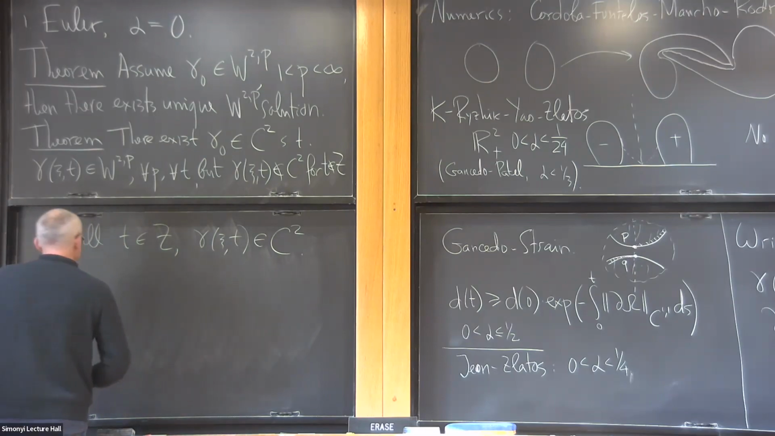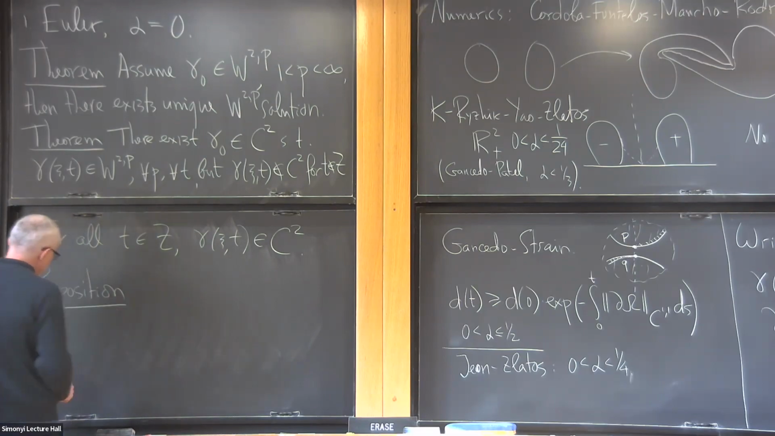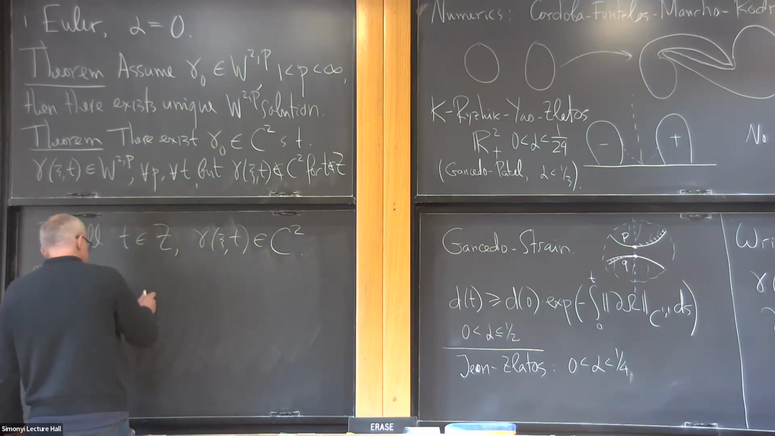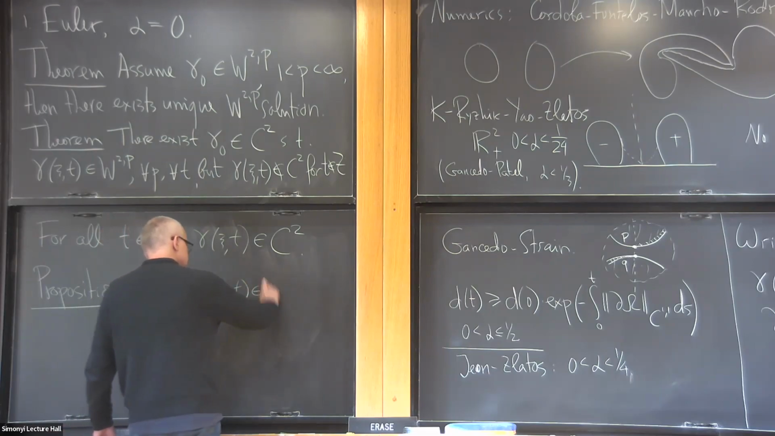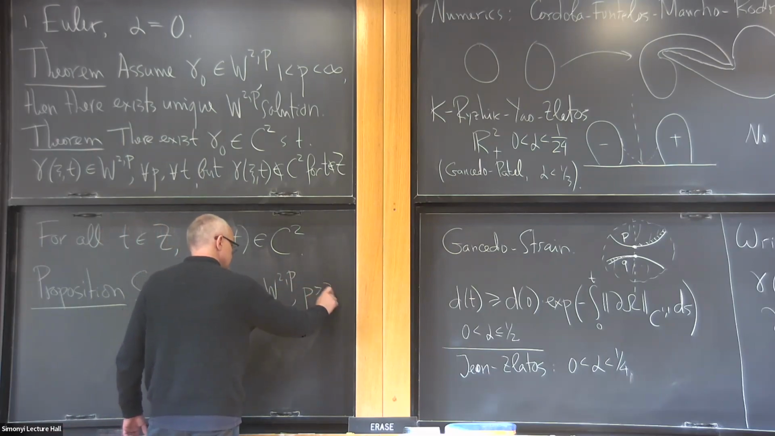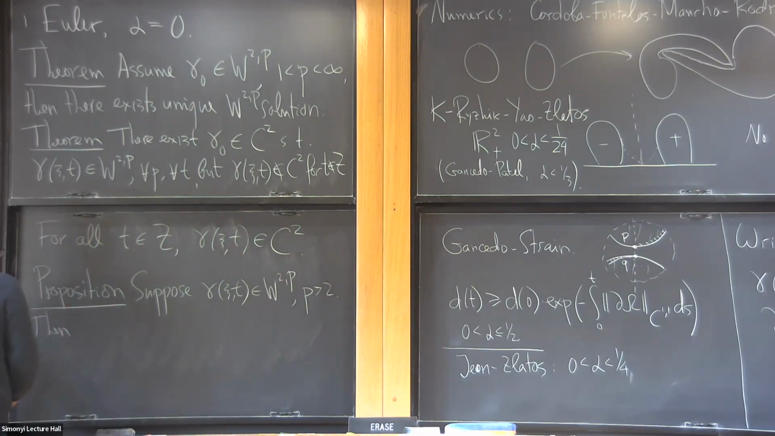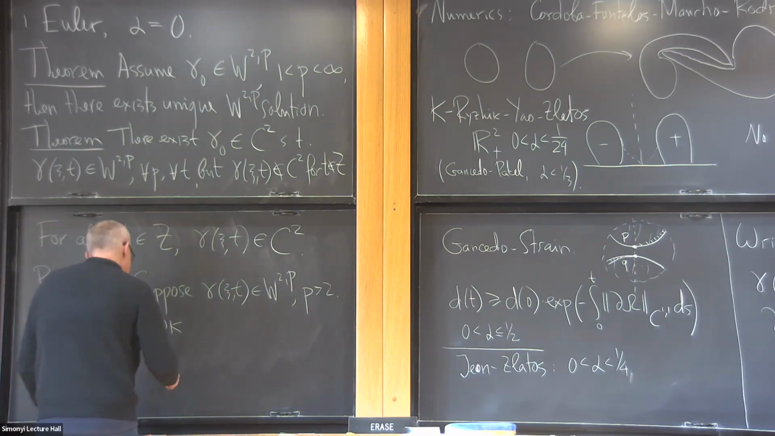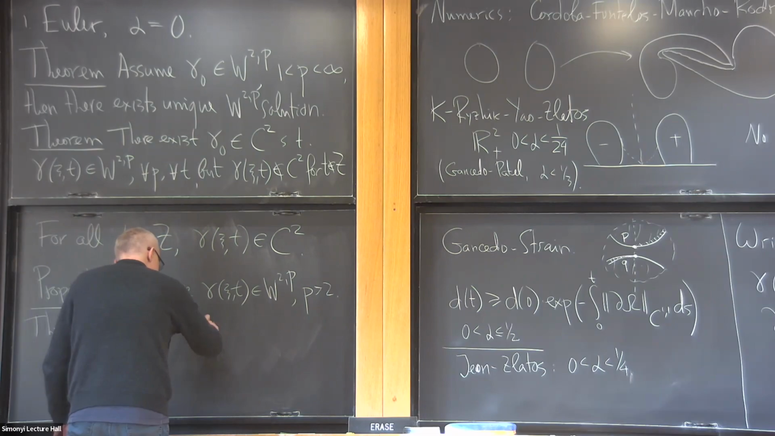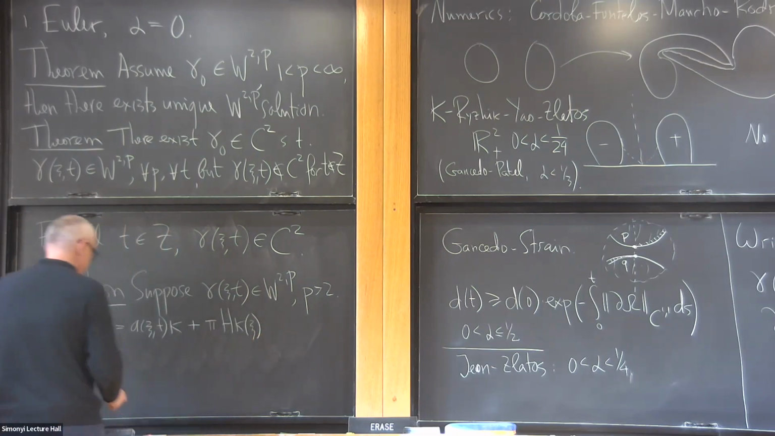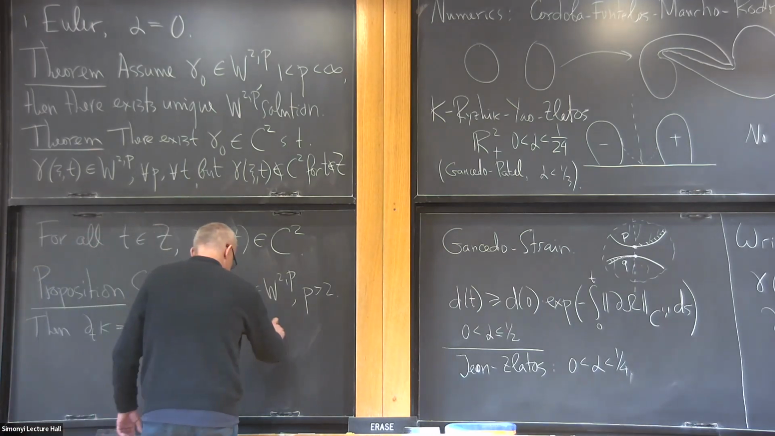Let me write a proposition that would be important for proving this theorem. Suppose gamma(t) is in W2P, P is greater than 2. Then the way we can represent the curvature equation is in the following fashion. There is a multiplier term, and then there is an explicit term that's really at the heart of this phenomenon. It's a Hilbert transform term.